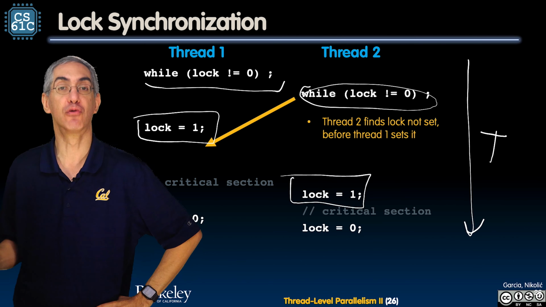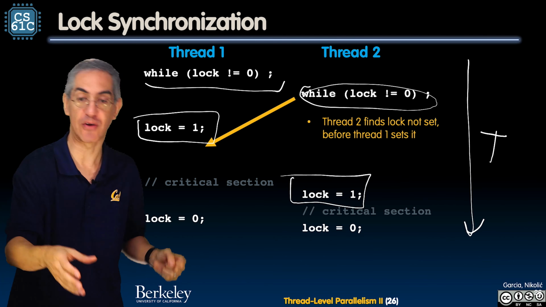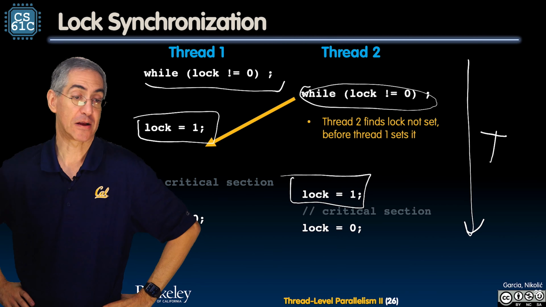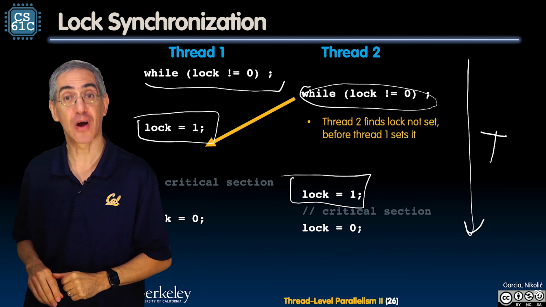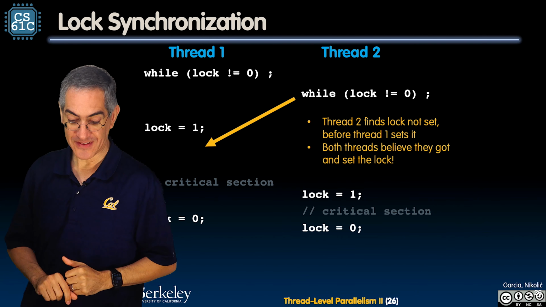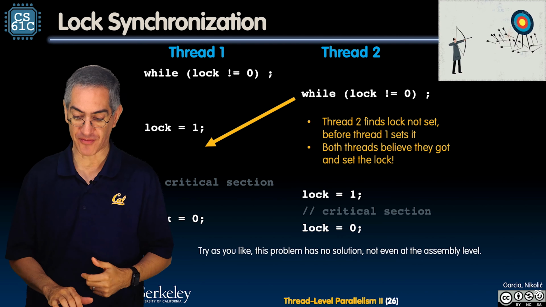What's going to happen is you're going to lose one of those values. Each one of those is going to contribute their stuff into the sum, and one of them is going to be overwritten by the other. That contribution is lost now. This is trouble. This is real trouble. So this is an issue. Both threads believe they got the lock.